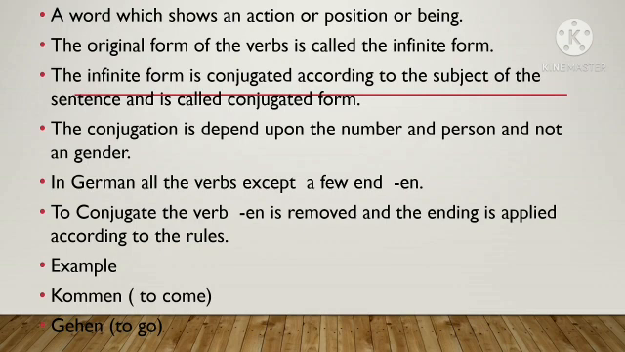The infinitive form is conjugated according to the subject of the sentence, and it is called the conjugated form. So whatever infinitive form we have, we have to conjugate it with the subject. The conjugation depends upon the number and the person. It does not depend on the gender.